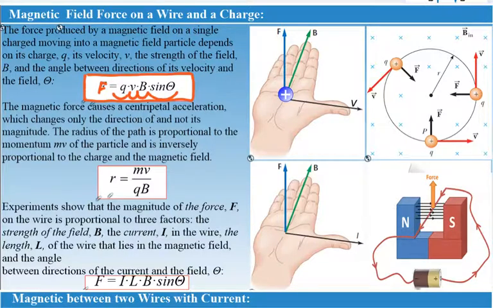Another formula that I want you to know is the force acting on the wire with the current when you place this wire with the current in the magnetic field. So it's the last formula at the bottom. What you have there is the current, then the length of the wire with the current that is located in the magnetic field, the strength of the magnetic field, and the angle between the direction of the current and the magnetic field lines. So this is how you calculate the force acting on the wire itself placed in the magnetic field.